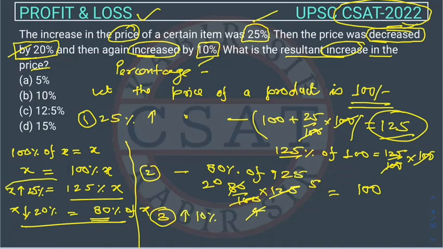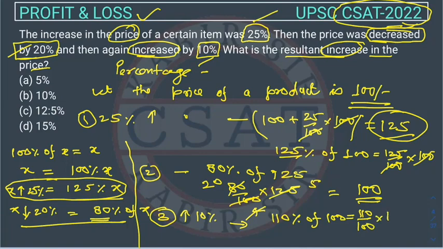And the third is an increase of 10%. So from this concept, we can directly write 110, because 100% is that number, so there is an increase of 10%. So we can write 110% of the current price. The current price is 100. So it will be 110 upon 100 into 100. This 100 will cancel this 100. So what's the price? 110. Right. So this is the final price.